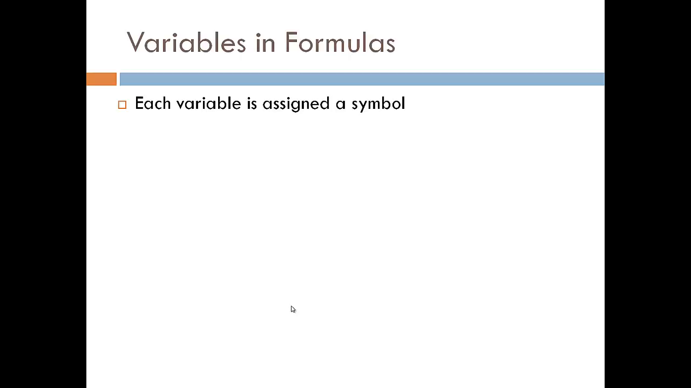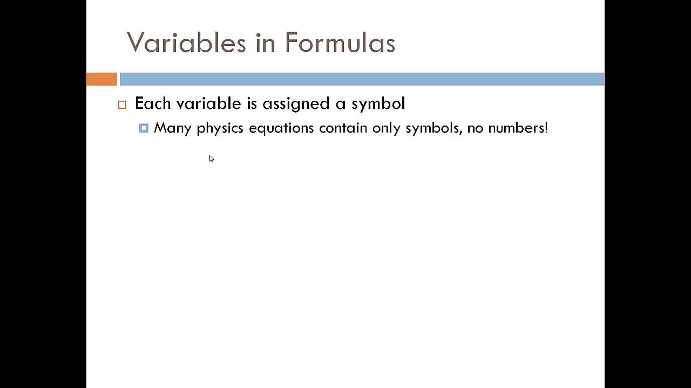Alright, we use these variables in our physics formulas. Each variable is assigned a symbol. Usually it's a letter, sometimes it's two letters or a combination of Greek letters and English letters. Many physics equations actually don't have any numbers in them at all, only these symbols. And then we need to plug in our numbers into the correct spots.